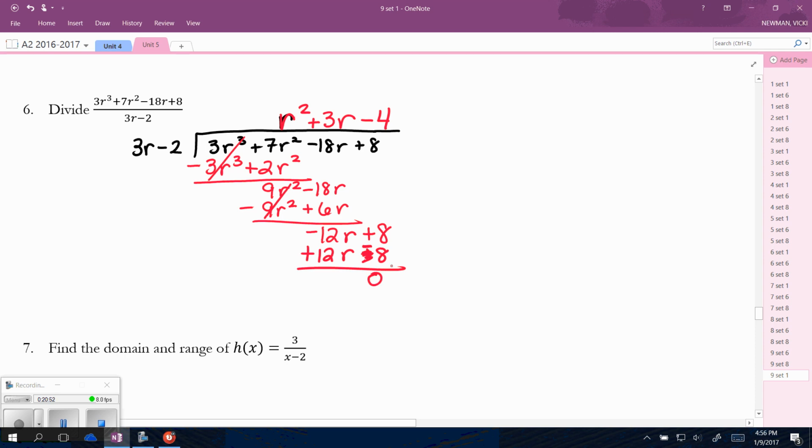If there is no remainder, that means that this is a factor, okay? So I should check that. If that's a factor, then that means 3r is equal to 2, r is equal to 2/3 is a root. So if I plug in 2/3 for r, I should get 0. Let's check to see that we did this right.